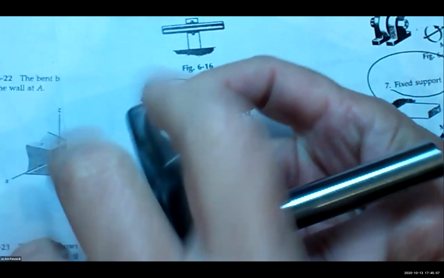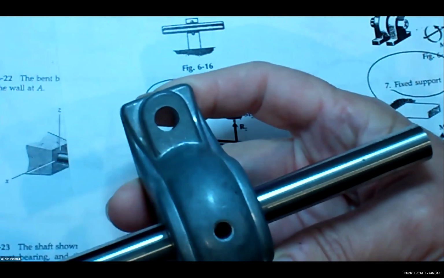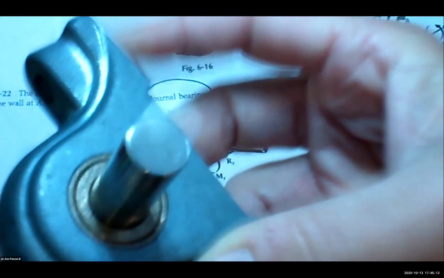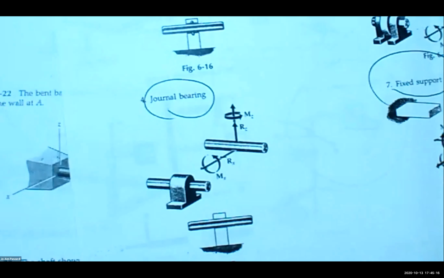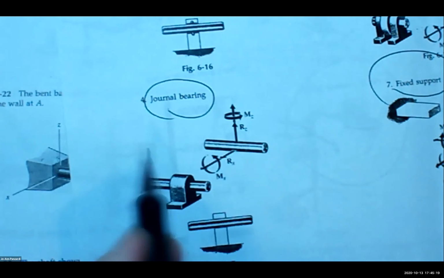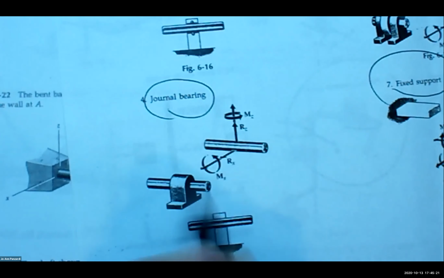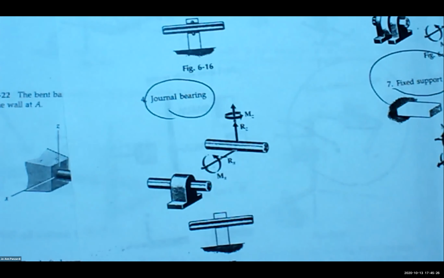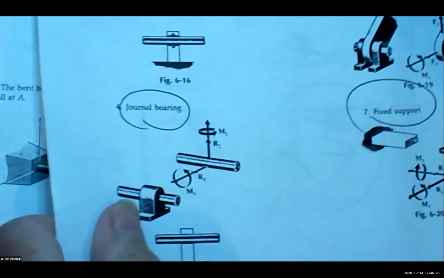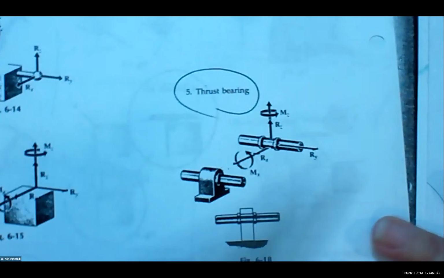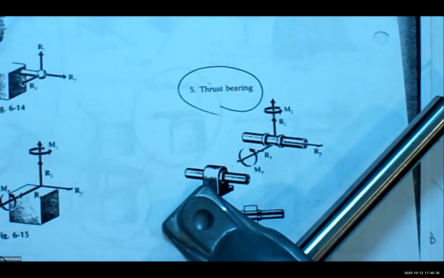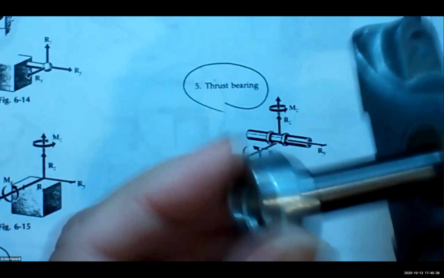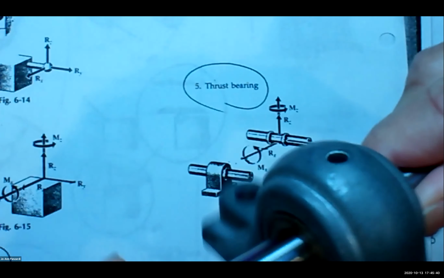It also can't spin around those axes, but it can spin around this axis. It's spinning right now. So a journal bearing can resist a force going this way, a spin this way, a force going this way, and a spin going that way. That's what a journal bearing is. A thrust bearing is a journal bearing with collars on it that you could tighten.